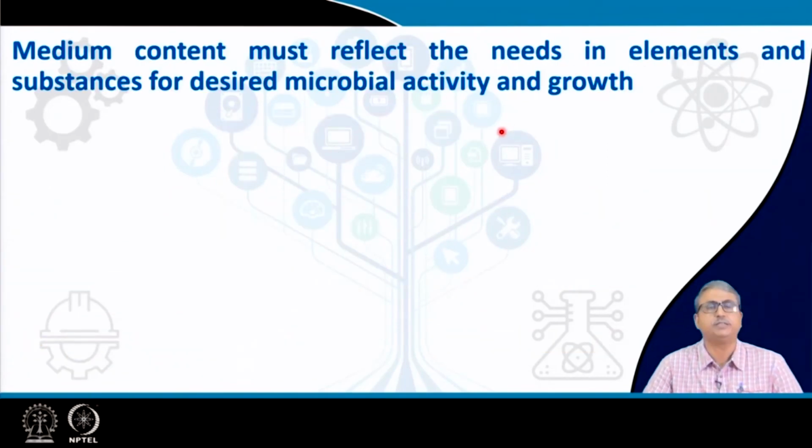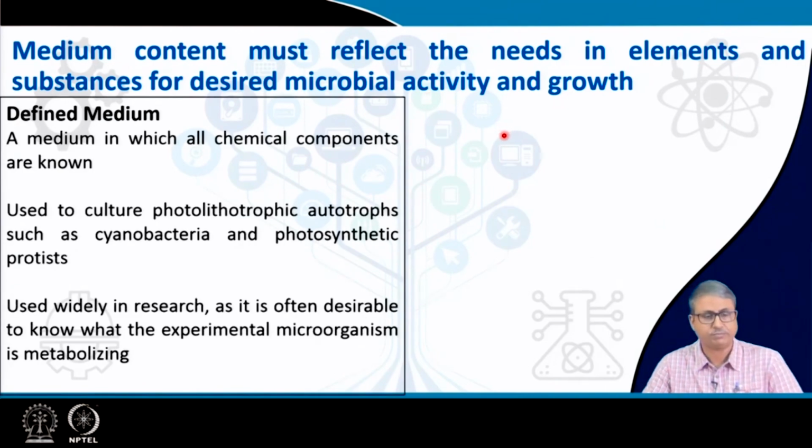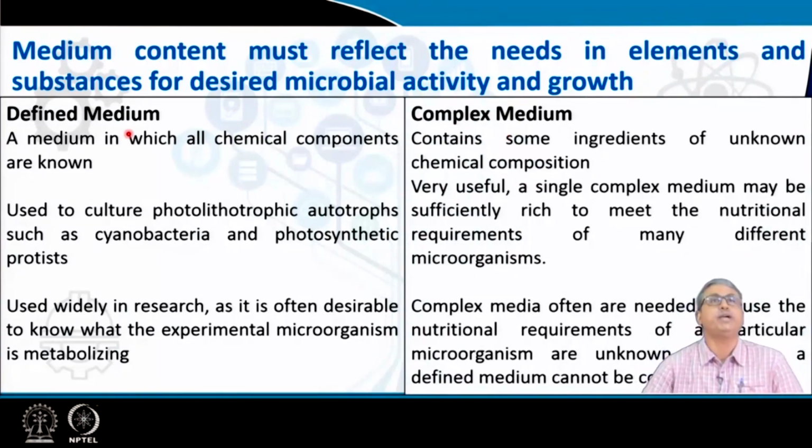Therefore, the medium content must reflect the needs in elements and substances for desired microbial activity and their growth. So, two types of medium, as we mentioned earlier, are there. One is the defined medium, that is a medium in which all chemical components are known, used to culture the photolithotrophic autotrophs such as the cyanobacteria and photosynthetic protists, and also the other lithotrophic organisms. Used widely in research as it is often desirable to know what the experimental microorganism is metabolizing.